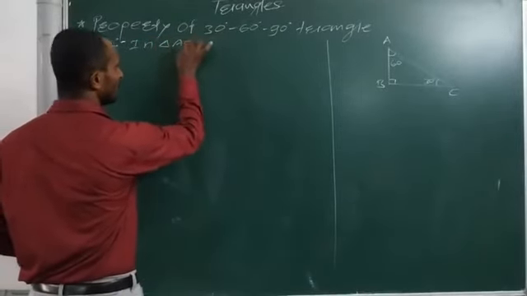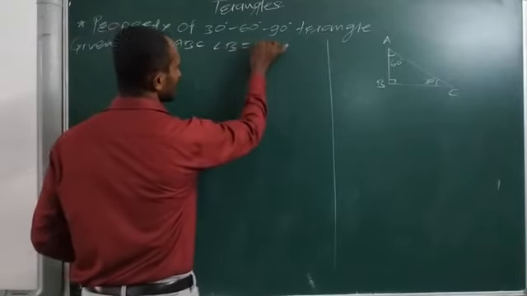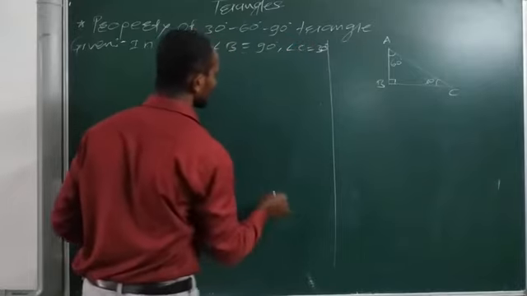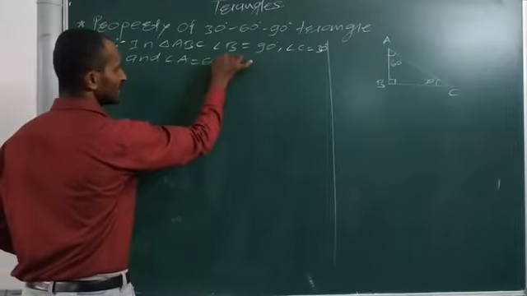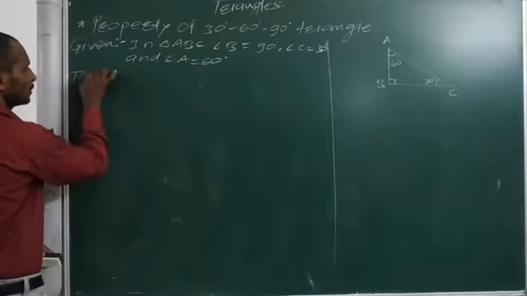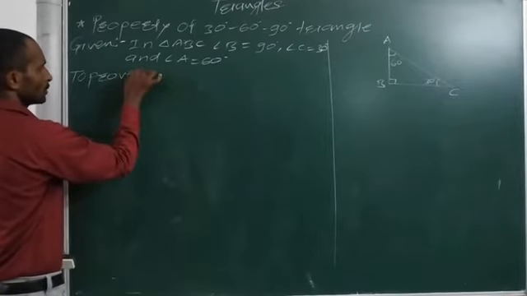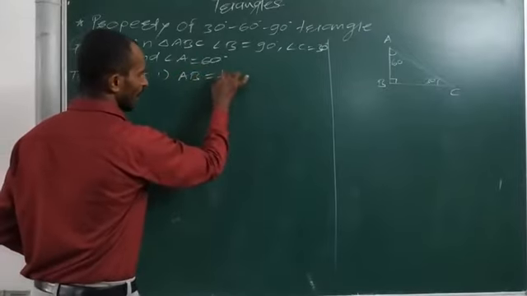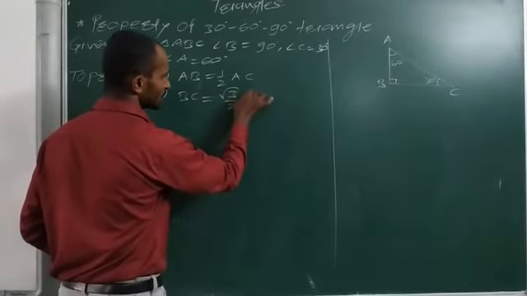So in triangle ABC we have angle B equal to 90 degree, angle C equal to 30 degree, angle A equal to 60 degree. To prove, we have to prove two things. So we are going to prove two statements. That is, first one, AB equals to half of AC, and second one, that is BC equal to root 3 by 2 times of AC.